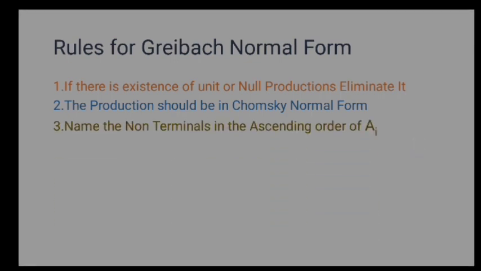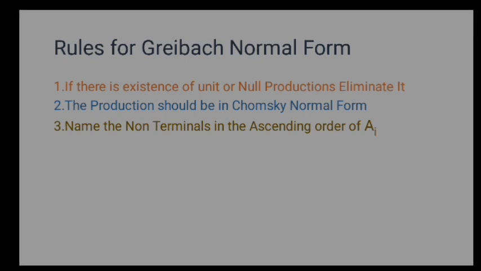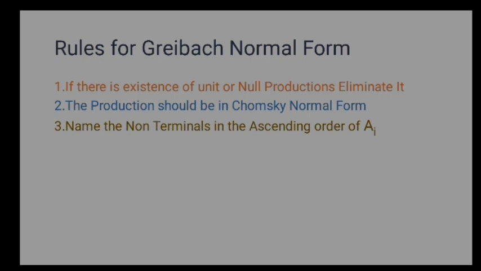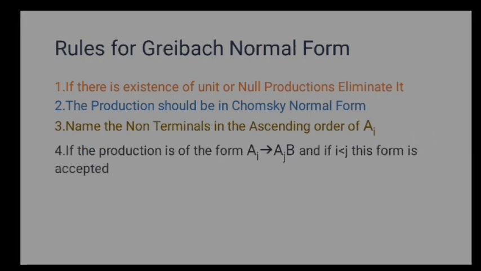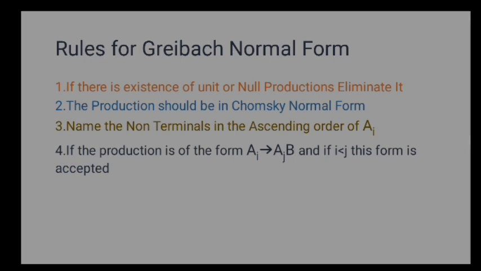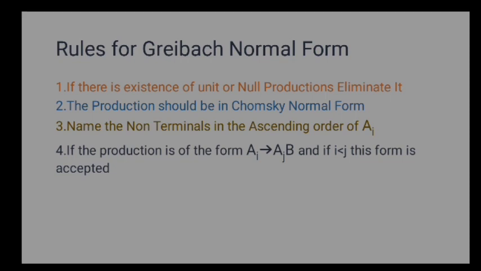The third is you have to name all the non-terminals in the productions in ascending order of A i. That means the first non-terminal has to be named A1, the second non-terminal A2, and so on and so forth. And rule number 4 is if a production is of the form Ai tends to Aj B, where the value of i is less than j, then this kind of format is accepted in Greibach normal form.